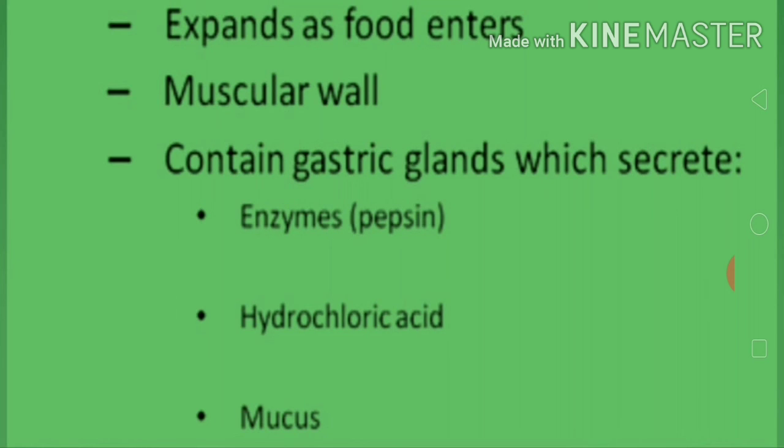Now, after digestion in the stomach, the semi-digested food is called chyme. So, what is semi-digested food called? Semi-digested food is called chyme, and that chyme passes into the small intestine. Further digestion of food takes place in the small intestine, where the secretions of the liver and pancreas are released. About this topic we will discuss in our next video.